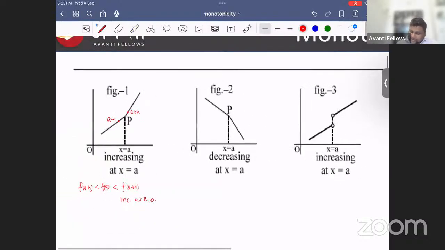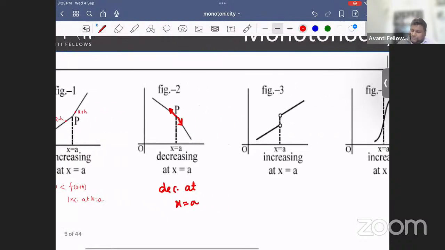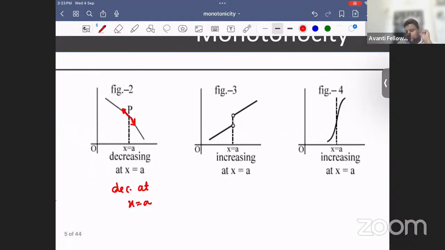If you see in this diagram, definitely the next point is lesser, the previous point is greater. Do you see that? The next point has a lesser value, the previous point has a greater value. So it is decreasing at x equals a. Got it?